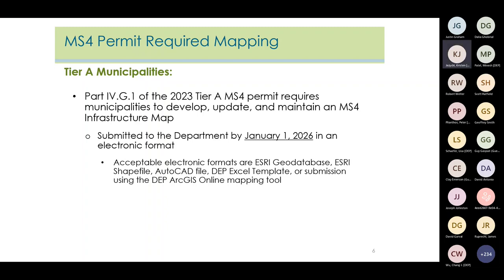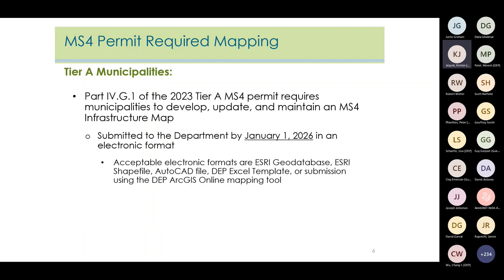Building off of the required inventory logs, the 2023 Tier A permit now requires municipalities to complete an MS4 infrastructure map. Mapping is an entirely new requirement for the new Tier A towns, but original Tier A towns do not get an extension on the requirement to have submitted an electronic outfall pipe map to the department by December 21st of 2020, as was outlined in the 2018 permit.